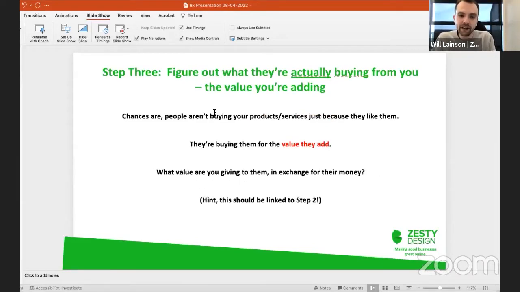So the third point to this, or the third step in this, is figuring out what they're actually buying from you. What value are you adding to them? Normally we work with B2B businesses, so I often stumble and say, what are they buying for their business? But from a B2B or a B2C business, what are they actually buying from you? What value are you adding?